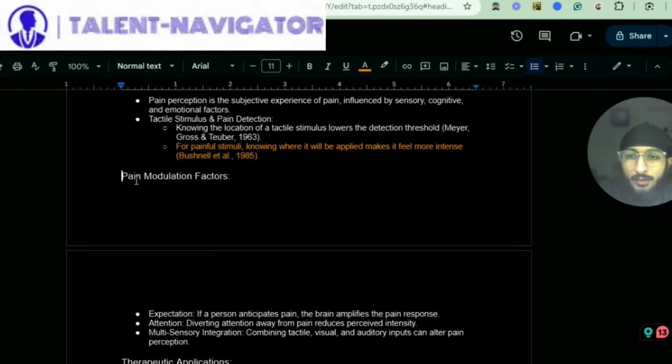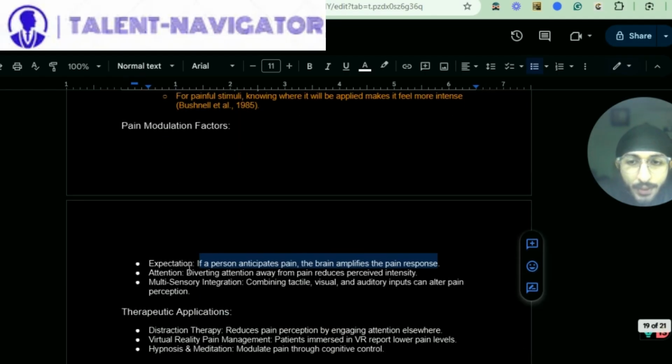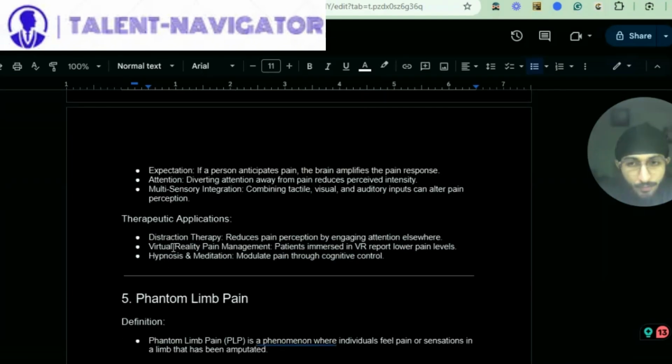All right. Pain modulation factors, expectation. If a person anticipates pain, the brain amplifies the pain response. Attention: diverting attention away from the pain reduces perceived intensity. And multisensory integration: combining tactile, visual, and auditory inputs can alter pain perception. Now, therapeutic applications. Distraction therapy reduces pain perception by engaging attention elsewhere. So it focuses your attention away from the pain to something else.